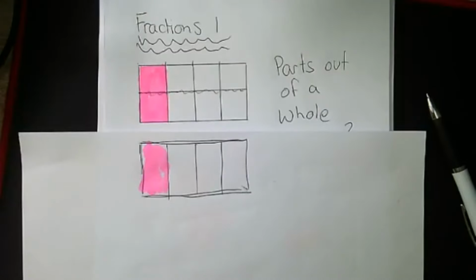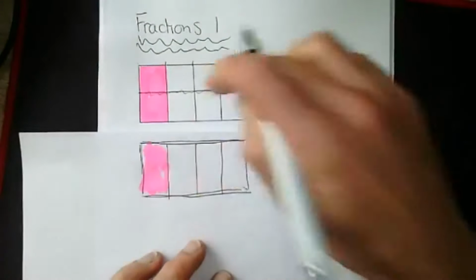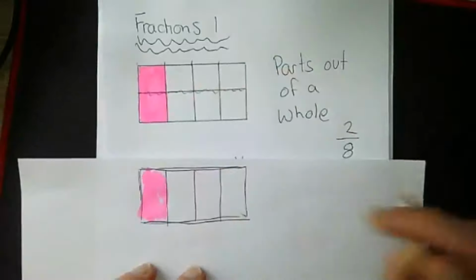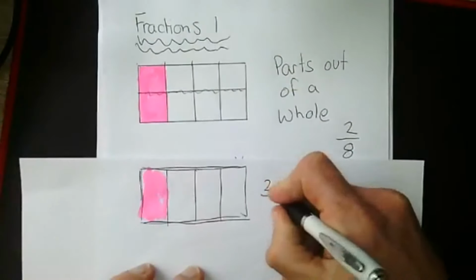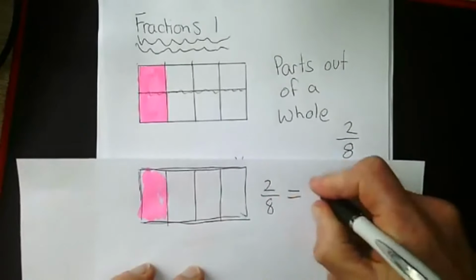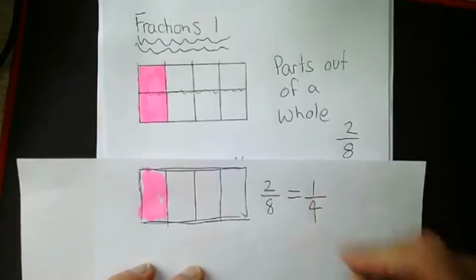Okay, answers coming in. Thank you very much. Quarter, 1 out of 4. 1 out of 4. Brilliant. So this and this are the same thing, and we said that this is 2/8. So the thing is that 2/8 is exactly the same as 1/4.